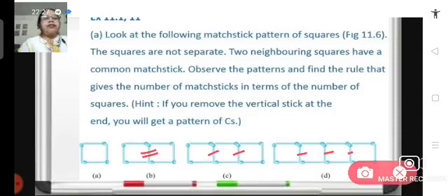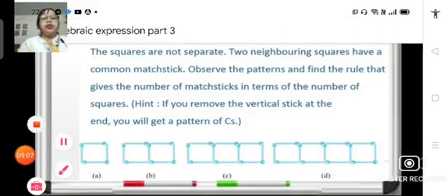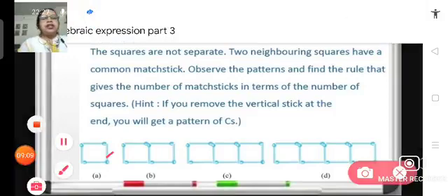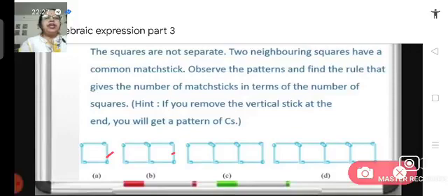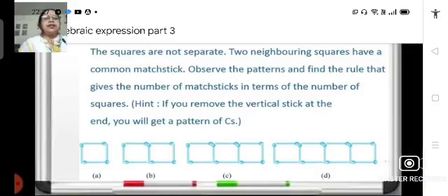Now we have to observe the pattern and write the rule that gives the number of matchsticks in terms of the number of squares. So how do we solve this? A hint is given that if we remove one vertical stick from every pattern, then what will we get? We get a pattern of C's, isn't it? If we remove this, then we get a pattern of C's.